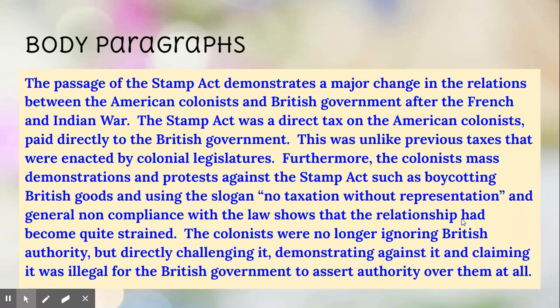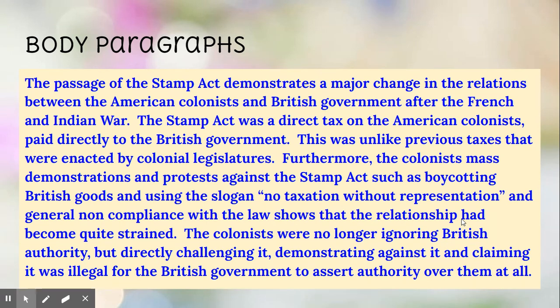So, for example, still using that same example about the relationship between the American colonists and the British government. Okay, this is my second paragraph. I'm going to say the passage of the Stamp Act demonstrates a major change in the relations between the American colonists and the British government after the French and Indian War. So that's a good, strong topic sentence. I'm introducing my topic, Stamp Act, and how it relates to the thesis. I'm using this to prove that the relationship was different, that things were fundamentally changed.